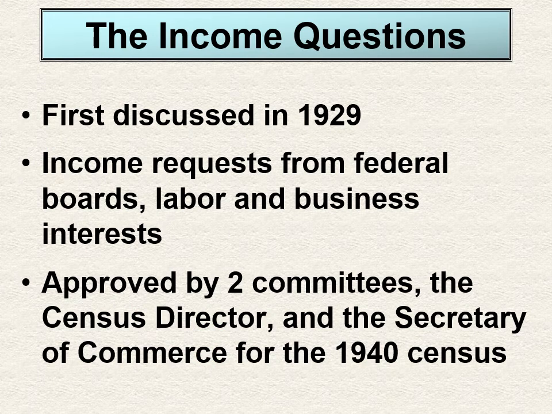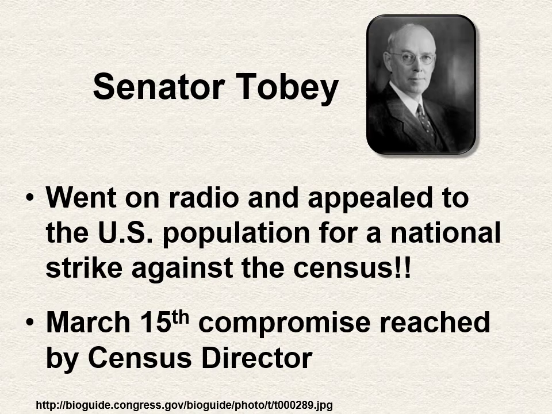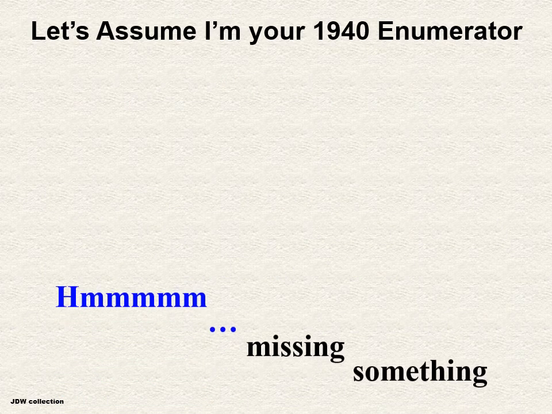The income question was first discussed in 1929, and a number of groups requested it, from federal boards, labor, and business interests. It was approved by two committees, the Census Director and the Secretary of Commerce. But there was still major pushback, led by Senator Toby. He went on radio and appealed to the U.S. for a national strike against the census. It was really ugly, and the census director was forced to compromise. So I'll show you the compromise.